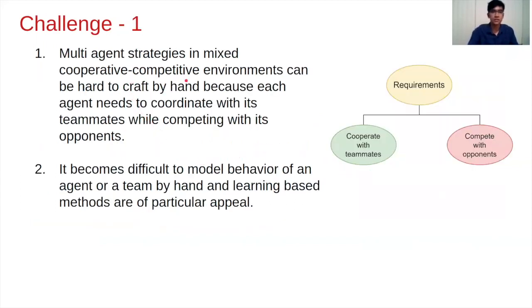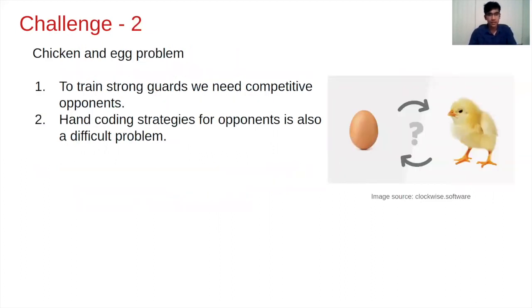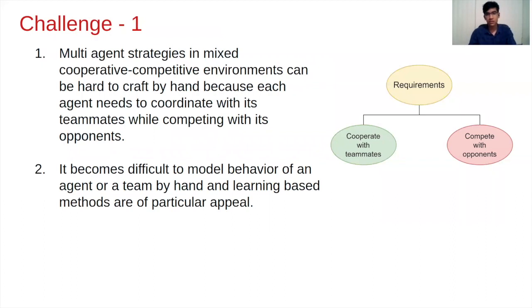The first challenge is that it's a mixed cooperative-competitive environment, which is extremely complicated. There are so many agents. Sometimes you have to cooperate, sometimes you have to compete, so it becomes difficult to model the behavior of an agent by hand. It's not trivial to write a controller by hand that can operate in such an environment. So in this case, it's natural to think that maybe reinforcement learning is useful. We can define a reward function and try to optimize it. So challenge one is really not very hard for us now that we know about reinforcement learning.